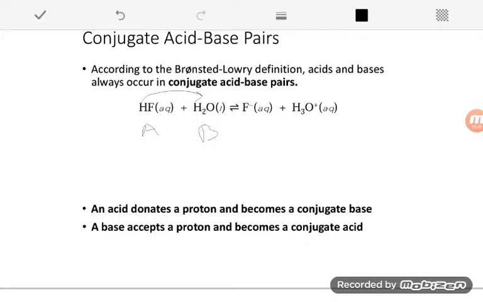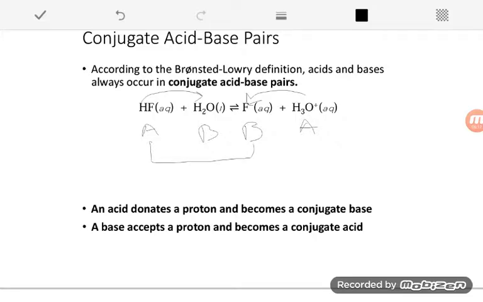In this case, it must have been the hydronium, the H3O+, that donated a hydrogen to fluorine to produce the F-. So in that case, H3O+ is my acid, whereas F- is my base. So we can see in the Bronsted-Lowry definition, we always have what are called conjugate acid-base pairs. So here, HF and F- are a conjugate pair.